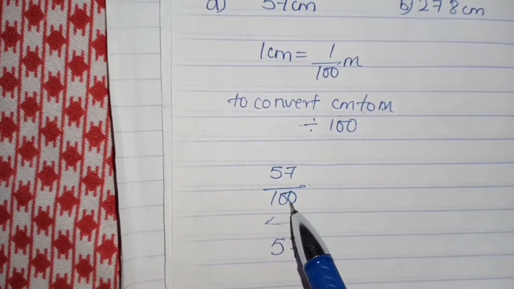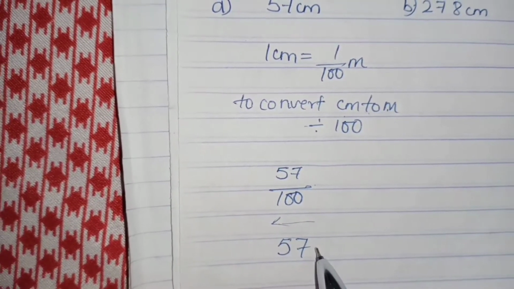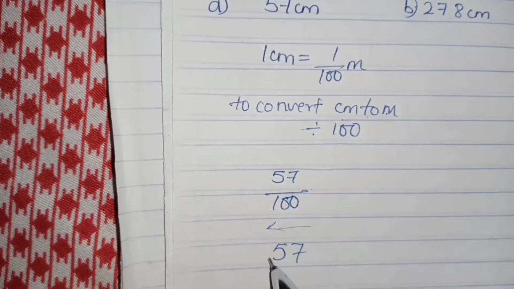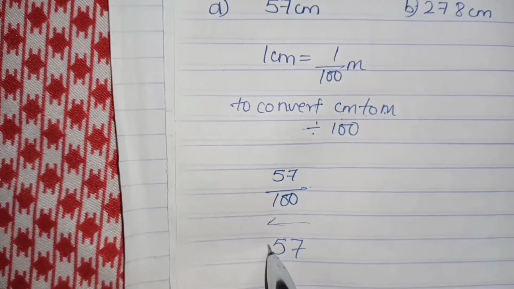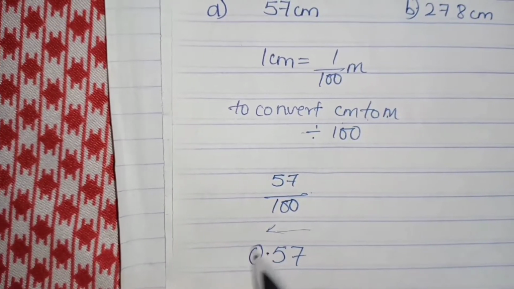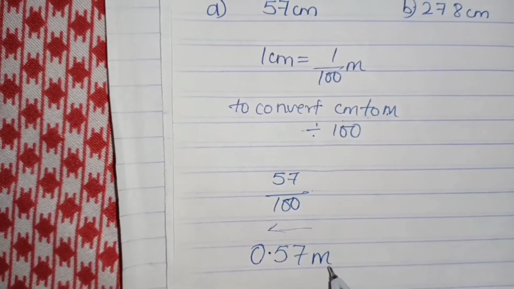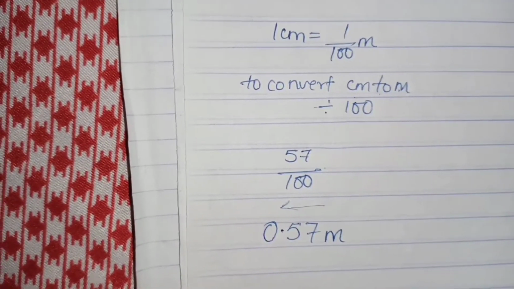And how many zeros are there in 100? Two. So we will start from here and take two jumps, 1, 2. Stop here and put the decimal, and put 0 here. And what will you write here? Which unit? Meter, m. Write a small m.